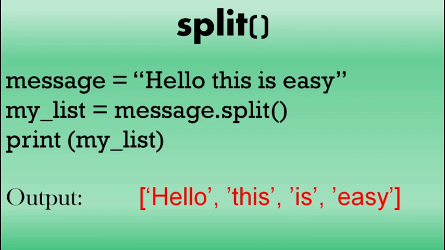If you want to split by a character, such as full stop or the @ symbol for emails, for example, you could put that in quotes inside the brackets inside the split. So we've got my list equals message dot split brackets empty space. If you want to use another character, you put them in these brackets.